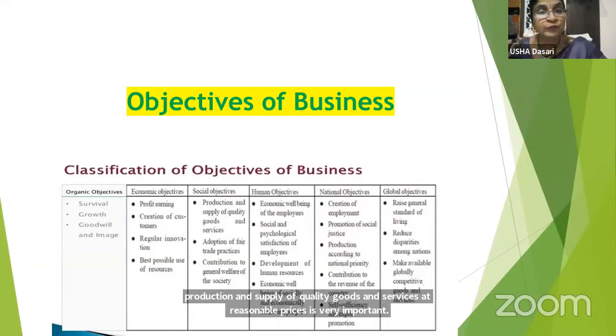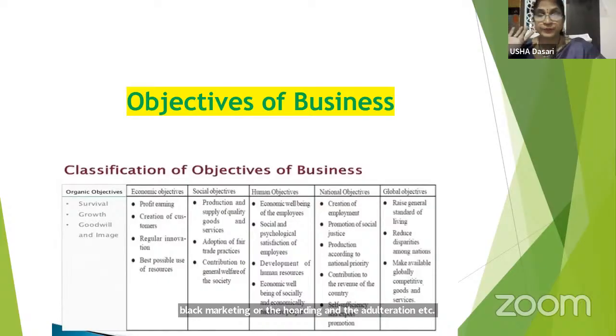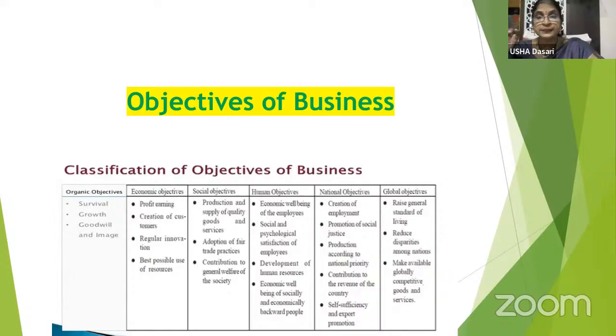Secondly, adoption of fair trade practices. That means you should avoid unfair trade practices. Every business enterprise should not indulge in anti-social and unfair trade practices like black marketing, hoarding and adulteration, etc. Such practices are not only illegal but also hamper the image of the business community. So every business organization should aim to avoid such undesirable activities.